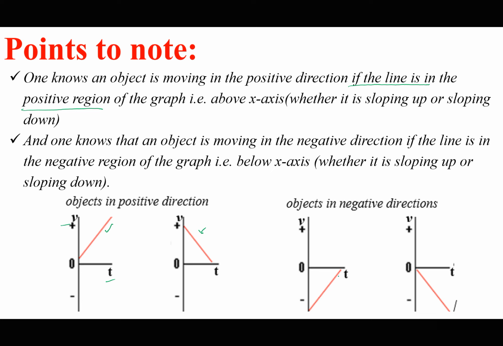For example, when you look at this one here, the gradient could be positive for this one and negative for this one, but both lines are below the x-axis. For the first one, the velocity is decreasing in the negative direction. For the second one, the velocity is increasing in the negative direction. As long as the line is moving away from the x-axis, it is an increase. As long as the line is moving towards the x-axis, it is a decrease.